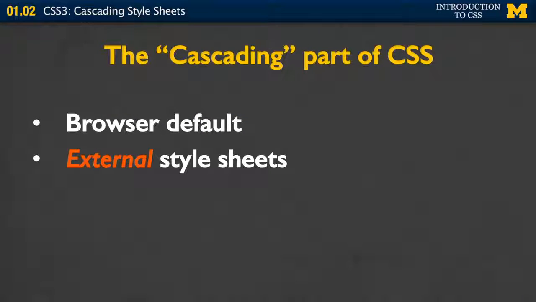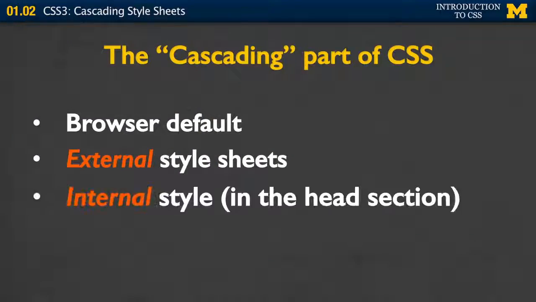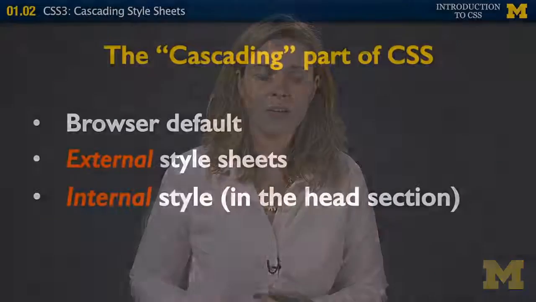But then it goes and it looks and it says, oh, are there any external style sheets? Because if so, I'm going to overwrite my browser defaults and put in the rules that are in this external style sheet instead. Next, it's going to check for internal style, that style you have in the head section. Because in general, the browser thinks, maybe there's something really special about this particular page, and he or she wants me to do these rules instead.